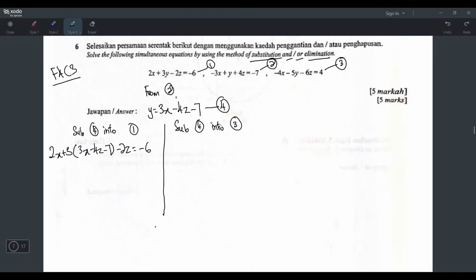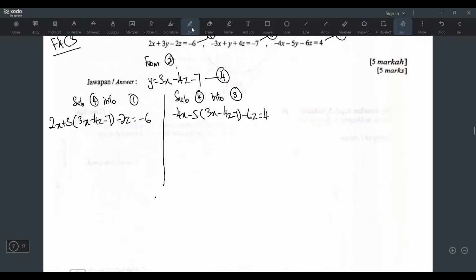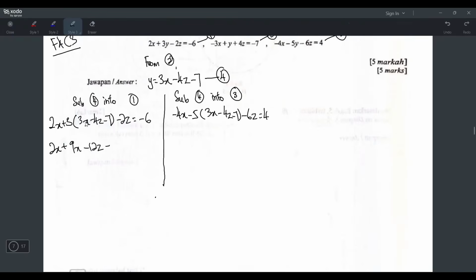Sub 4 into 3. This one we look at 3. So -4x, and later the y has to be replaced. So y has to open a bracket, minus 6z equals 4. And for the y, I sub in 3x minus 4z minus 7. Now let's expand everything and find our new equation. So this is 2x plus 3 times 3x is 9x. 3 times -4 is -12z, minus 3 times 7, 21, minus 2z equals -6.